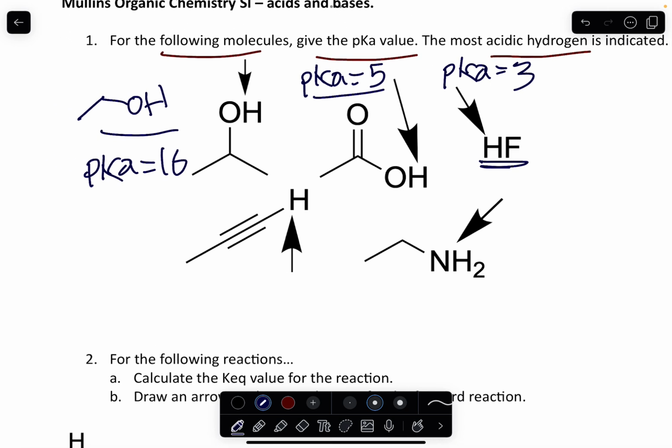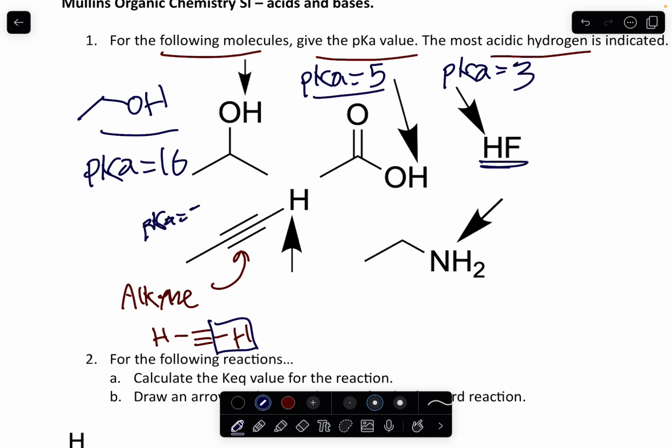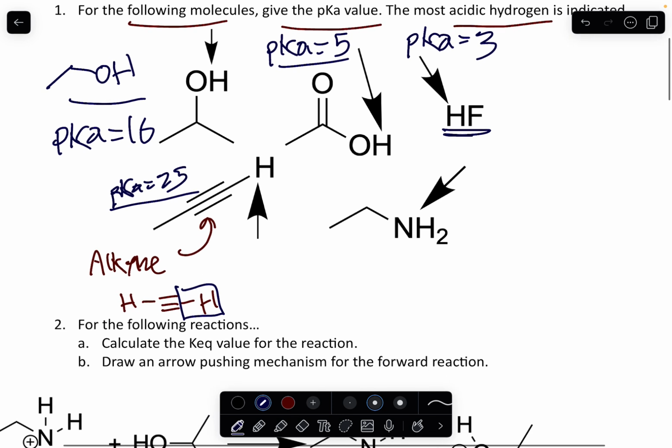For this one down here, the C to C triple bond, we see in our table, or on the Quizlet, that an alkyne, which is this functional group, the carbon-to-carbon triple bond, the hydrogens coming off an alkyne are going to be pKa 25. So that's that pKa.